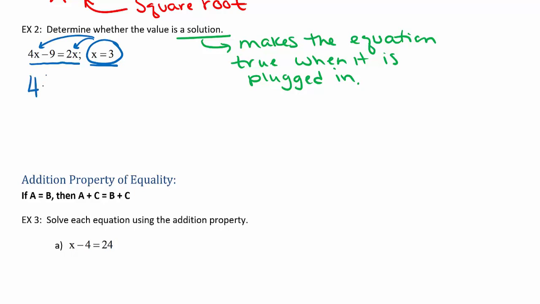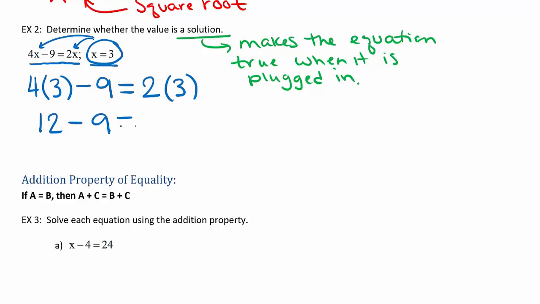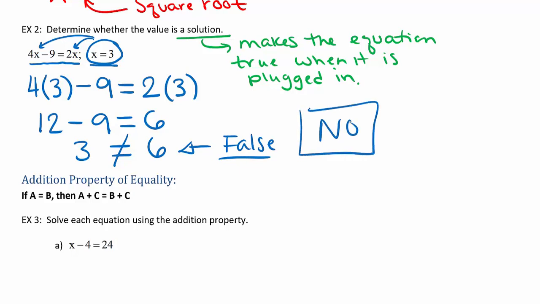That gives me 4 times 3 minus 9 equals 2 times 3. So I just replaced all of the x's with 3's. And then I'm going to do the arithmetic and see what I get. 4 times 3 is 12. 12 minus 9 is 3. And then on the right-hand side, 2 times 3 is 6. Oh, but 3 does not equal 6. So because I got a false statement here, 3 is not equal to 6, the answer to the question is no, x equal 3 is not a solution. A solution is something that would work. That gives you a true statement.